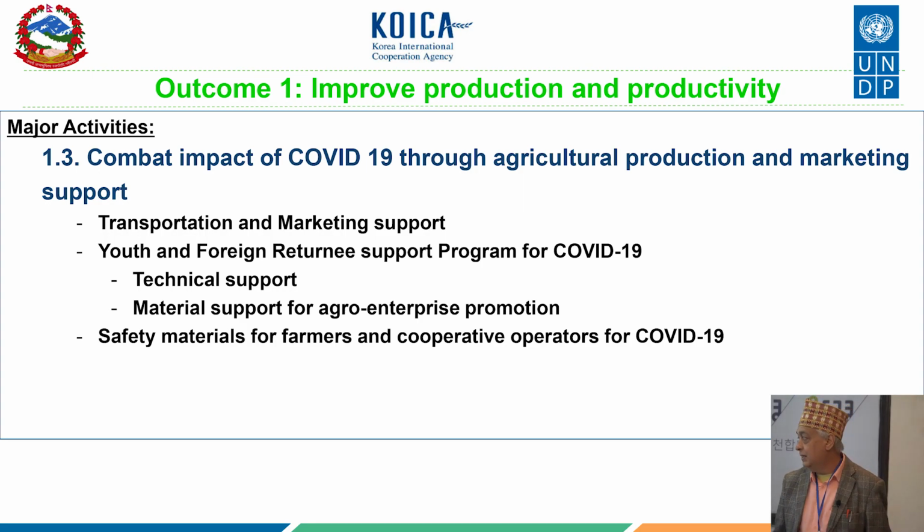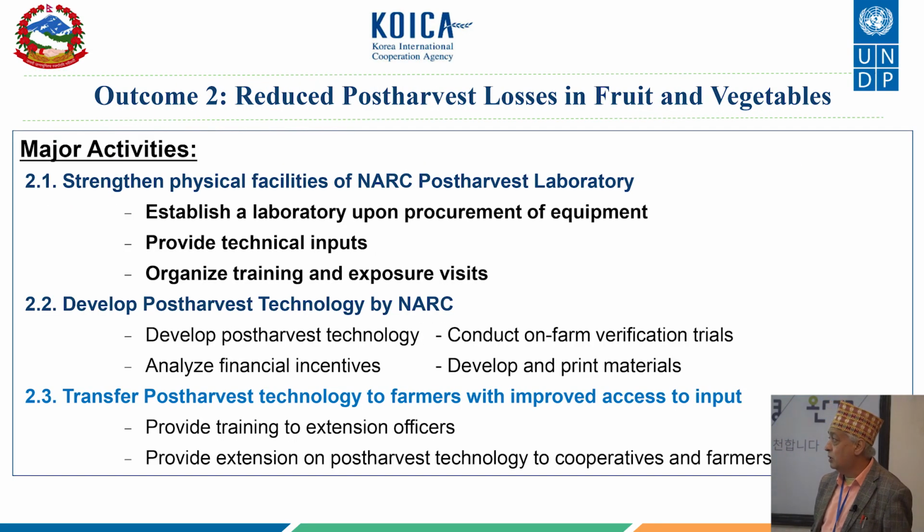physical facility and a small amount of financial resource as well, because this project itself is not a big project, but whatever resource we have had, we are providing them material support and financial support to run their business plan. Another one is outcome 2, basically component 2, which is reduce post-harvest loss in fruits and vegetables.